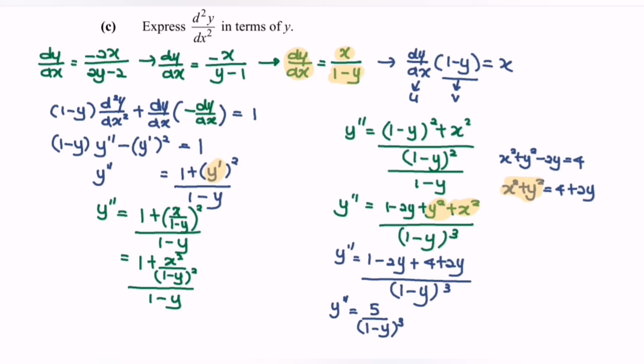So in conclusion, the second derivative is equal to 5 over (1 minus y) to the power of 3.